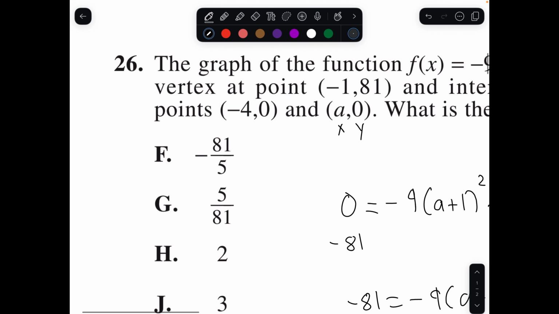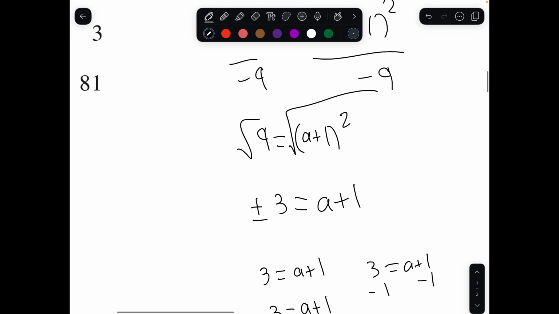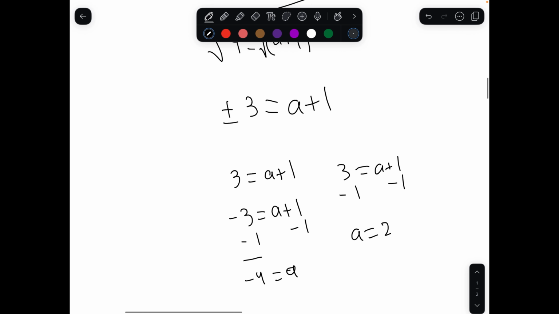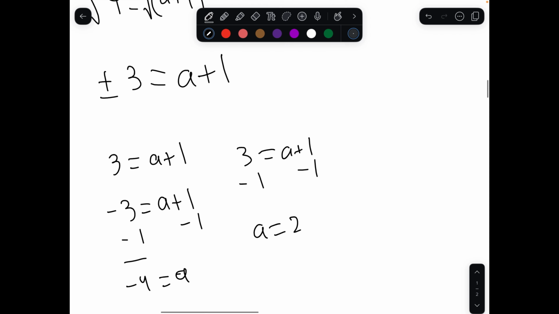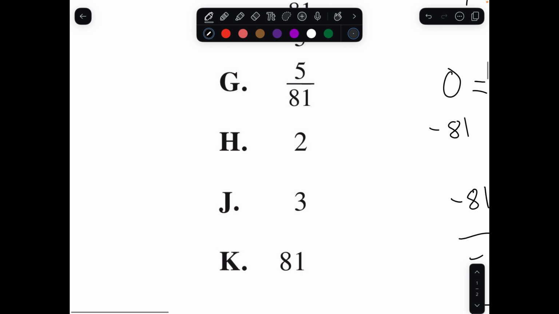We already have negative 4 comma 0 as a point, right? And that means our answer is going to be the other answer for a, which is a equals 2. So the answer to this question is H.